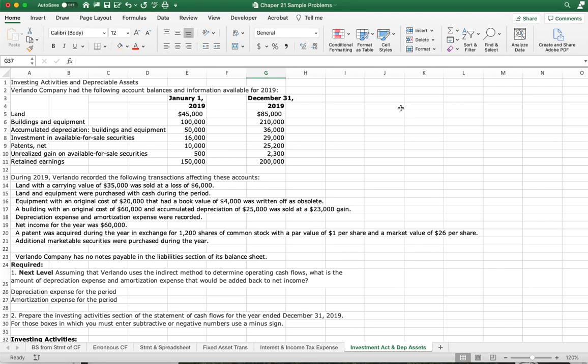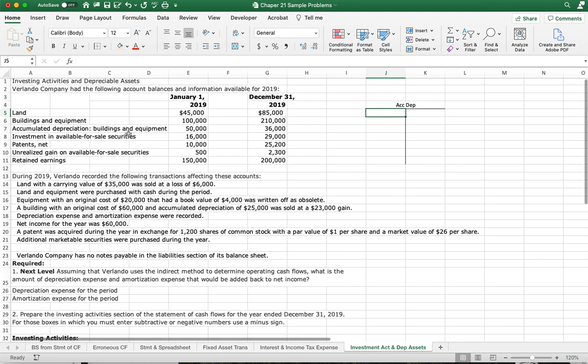And so up here I'll just do an accumulated depreciation T account. What information do we know for sure? We can come to the accumulated depreciation and there's a beginning balance of $50,000. And we know there's an ending balance of $36,000. And then let's figure out what else we could fill in here.